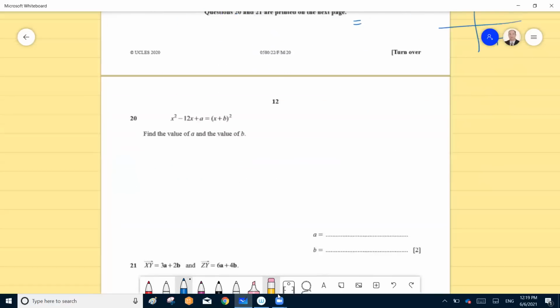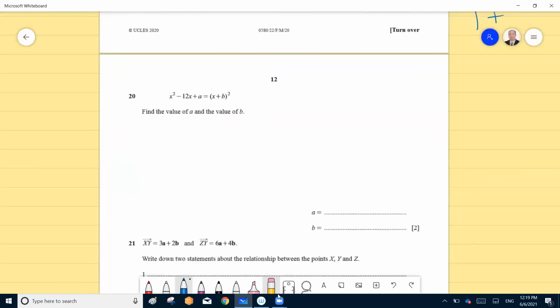Next equation: x squared minus 12x plus a is x plus b all squared. Find the value of a. I want the value of a that makes this trinomial a complete square. This value is simply half of this number, squared: 12 divided by 2, all squared. Half of negative 12 is negative 6, and squared it will be 36. So a must be 36.